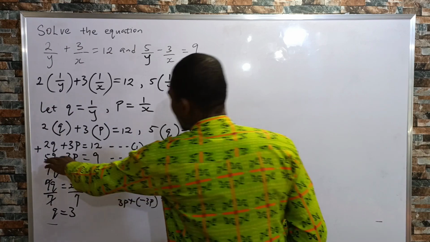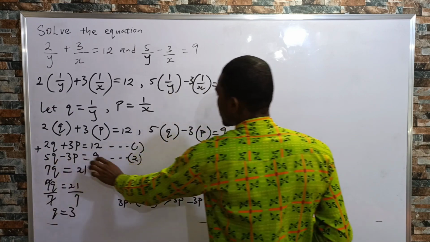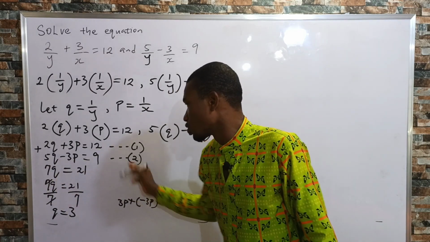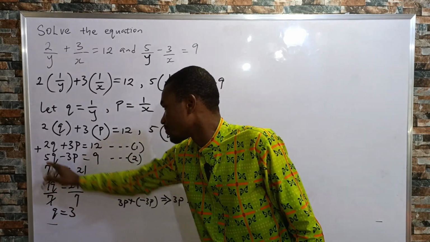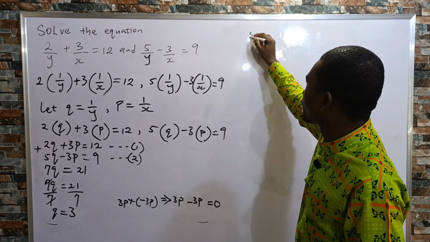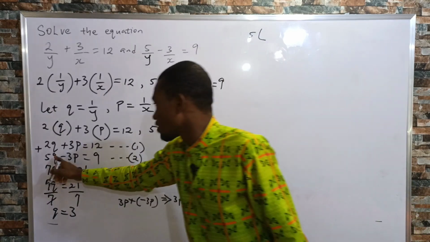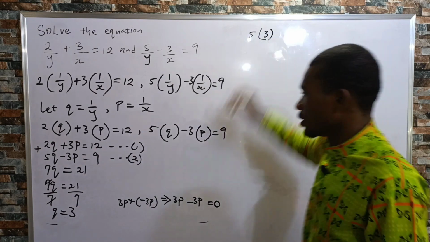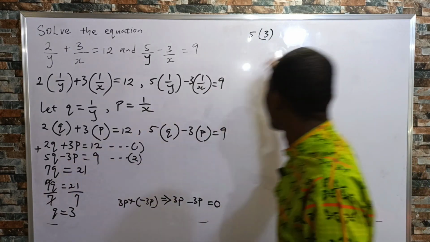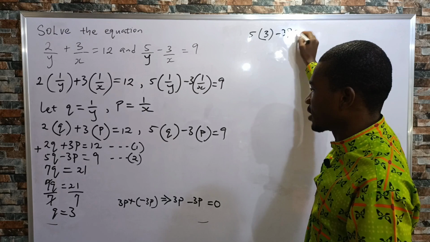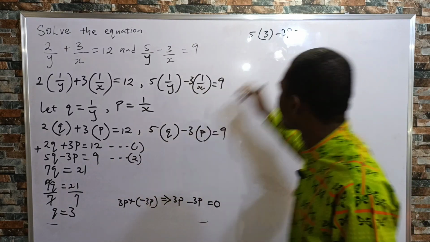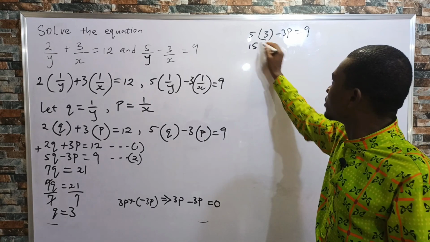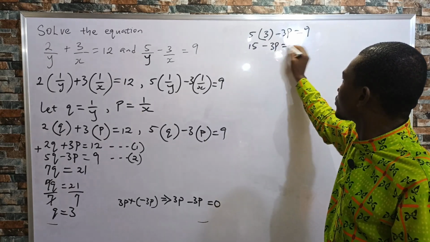Remember, this is equation 2: 5q minus 3p equals 9. So wherever we see q in equation 2, we replace it with 3, such that we now have 5 in brackets. What is now our q in this equation 2? q is now 3, then minus 3p, and that is equal to 9. 5 multiplied by 3 will give us 15, then minus 3p equals 9.